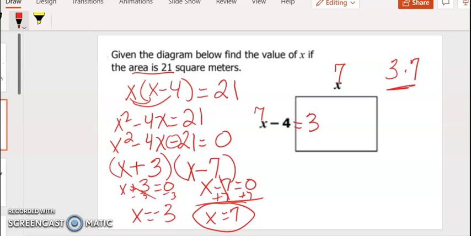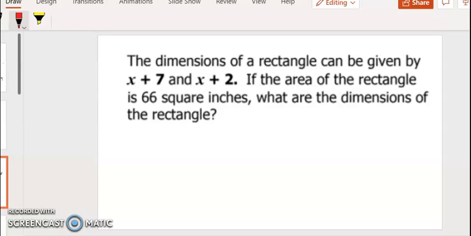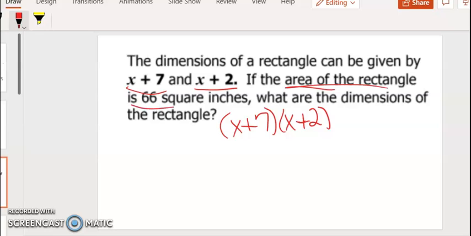Now, that one's a pretty simple one, and most of the time they are. But let's look at another one. The dimensions of a rectangle are x plus 7 and x plus 2. So these are my dimensions, length times width. And it says here that the area is 66 meters or inches. So we're going to multiply.